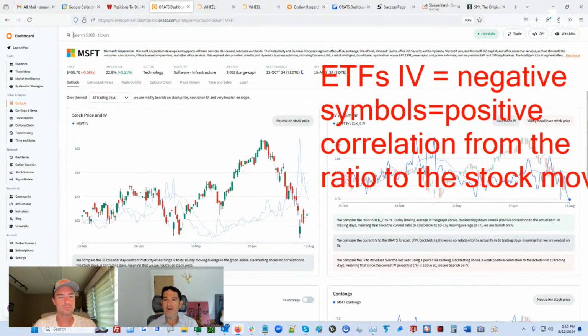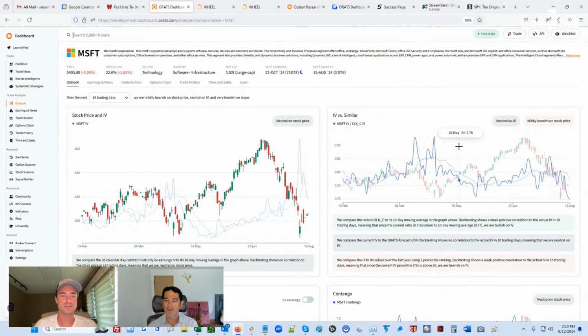So do you get that, Tyler? Yeah, I mean, that's a good generalization of it. Yeah. I think it is important to look at each individual symbol to see the strength of the correlation, which we measure here in the Outlook tab. We give some explanations of it. Actually, the ratio to the best ETF is just one of the things we look at. We also look at versus our forecast of IV, and as well as our percentile ranking of IV throughout history.